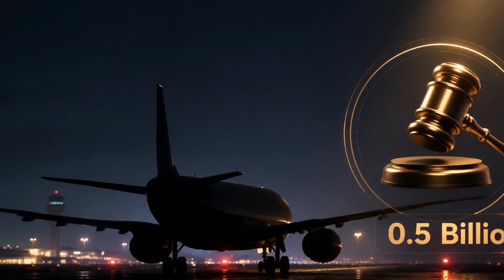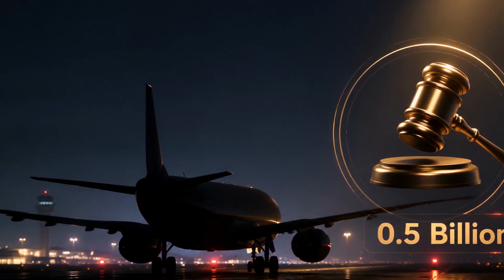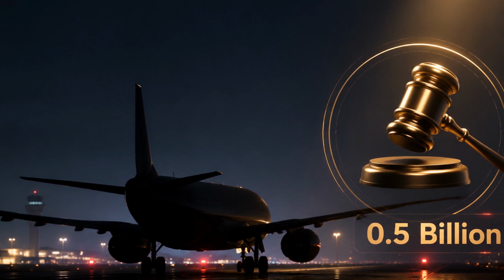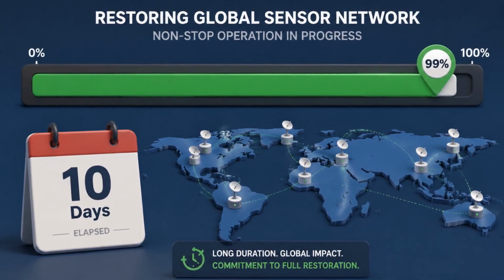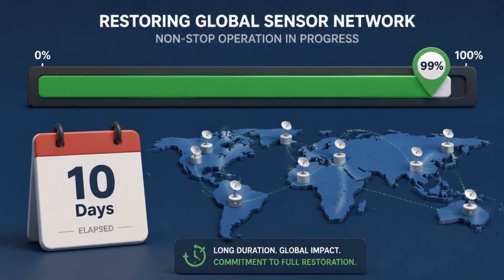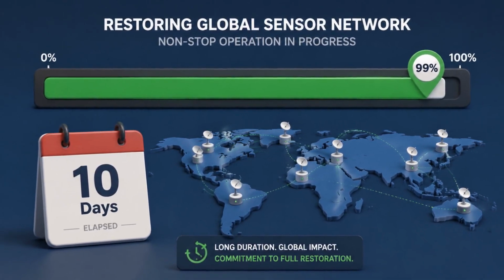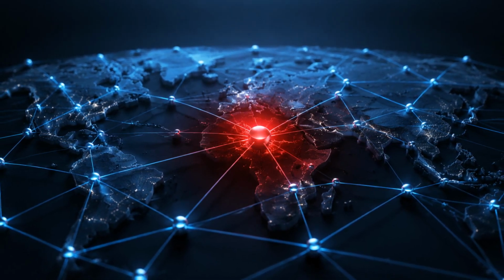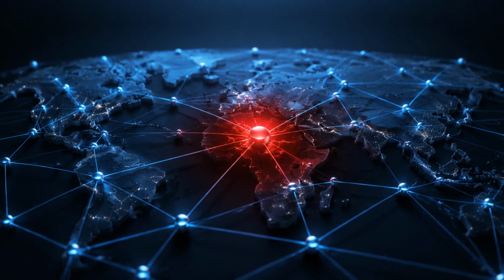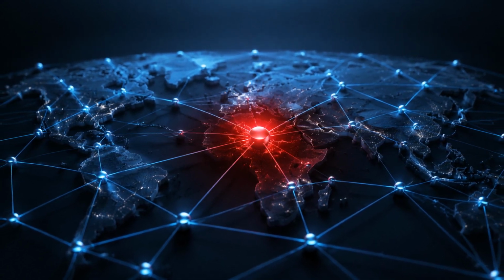One major airline, Delta, canceled thousands of flights and eventually went to court over roughly $500 million in damages. It took about 10 days of non-stop effort just to get 99% of the sensors back online and fully operational. This entire incident reveals an uncomfortable truth about the digital infrastructure that underpins our modern, interconnected global society.